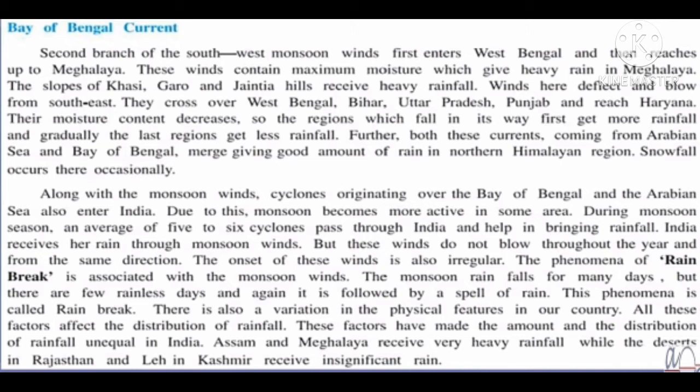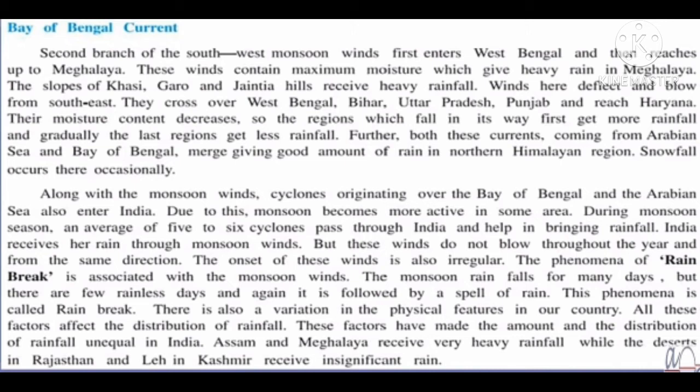India receives her rain through monsoon winds, but these winds do not blow throughout the year and from the same direction. The onset of these winds is also irregular. The phenomenon of rain break is associated with the monsoon winds. The monsoon rain falls for many days, but there are a few rainless days and again it is followed by a spell of rain. This phenomenon is called rain break.